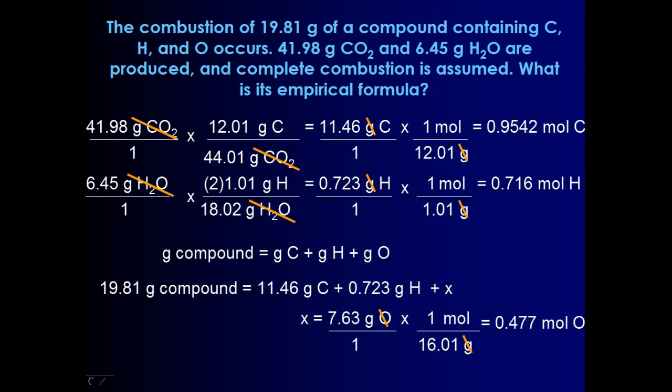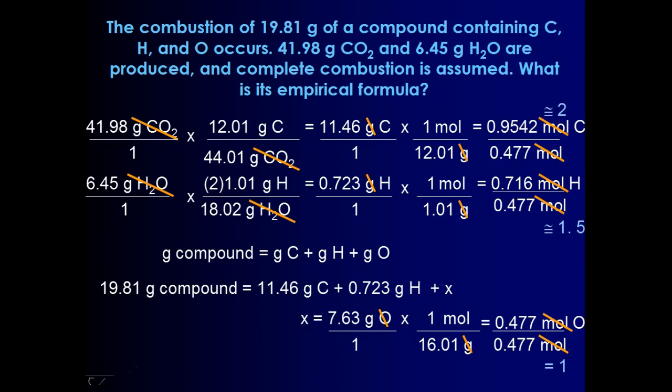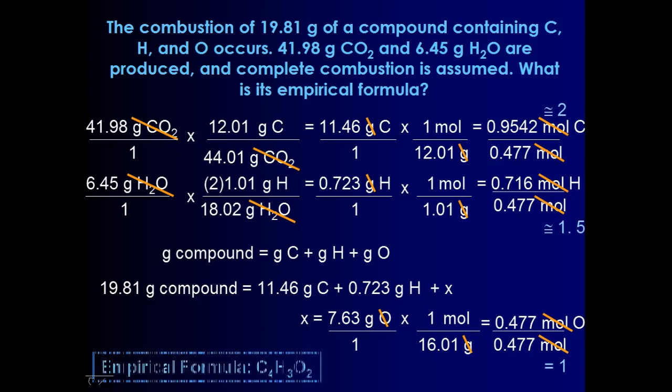Once I do the divisions for those, I get 0.9542 for the moles of carbon, 0.716 for the moles of hydrogen, and 0.477 for the moles of oxygen. The one that has the smallest number of moles is actually the oxygen, so I would divide all three by that. When I do that, I get a ratio of, relatively speaking, 2 for the carbon, 1.5 for the hydrogen, and 1 for the oxygen. So my empirical formula would be double each of those ratios, because I can't leave it as a half. So the carbon would be represented by a 4, the hydrogen by a 3, and the O by a 2.